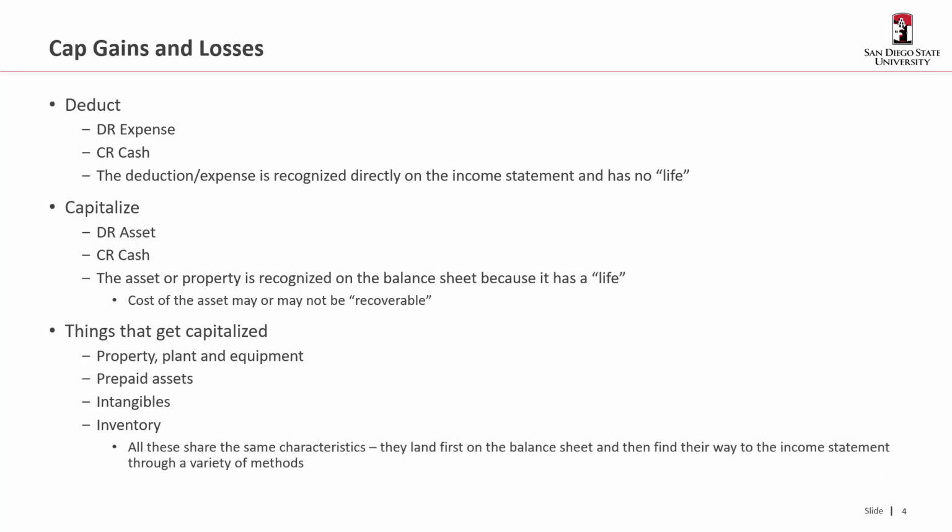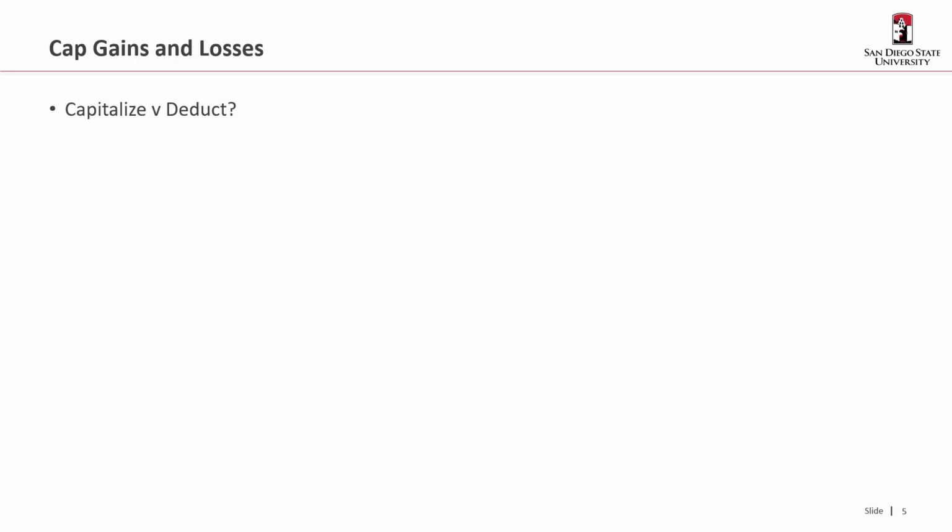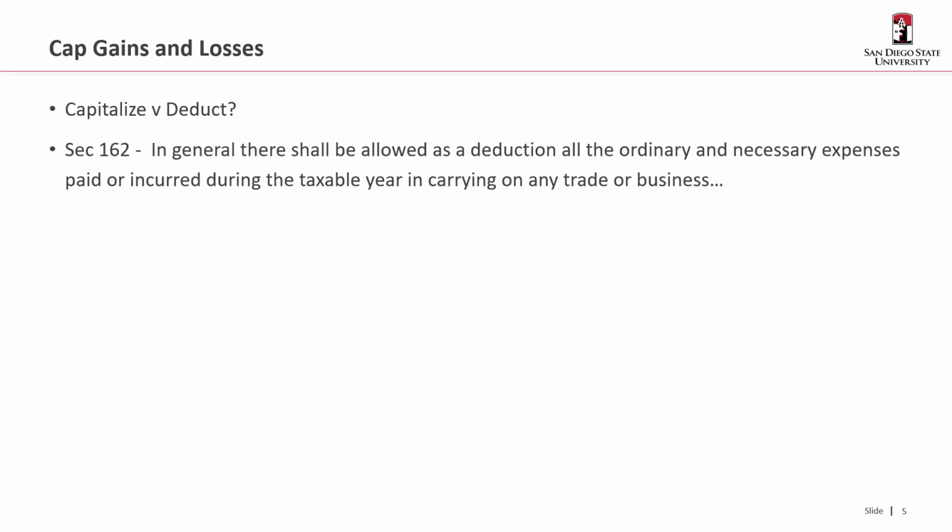So all these share the same characteristics. They land first on the balance sheet and then find their way to the income statement through a variety of methods. So, capitalize versus deduct. Section 162 says, there shall be allowed as a deduction all the ordinary and necessary expenses paid or incurred during the taxable year in carrying on any trade or business. And so that would certainly lead you to believe that anything ordinary and necessary that was paid and incurred during the year can be deducted.